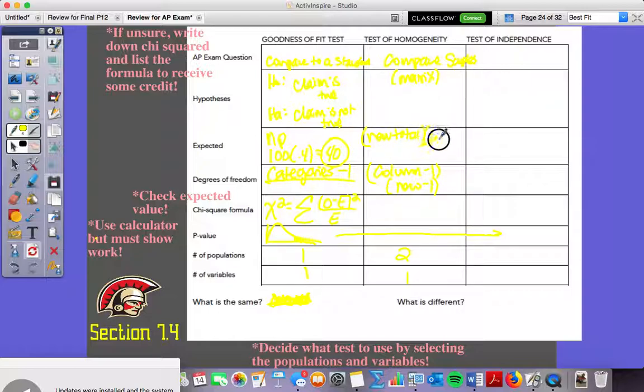I had it down wrong in my notes. Column total divided by my total total. That's the same for those. Yep. So this is the ditto over here, ditto over here. Okay. Chi-squared formula is the same across the board. Remember that this is how I get my test statistic. So that chi-squared, which your calculator will do for you, that is your test statistic on that.